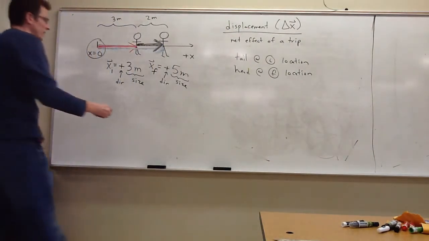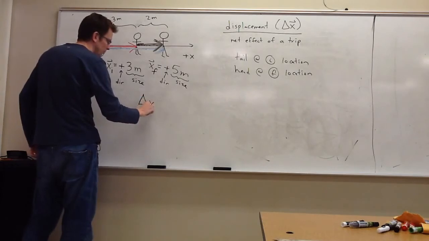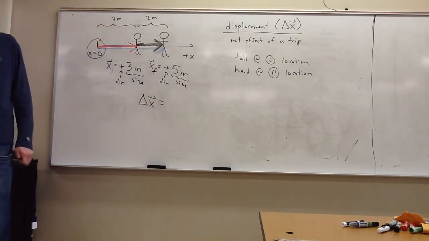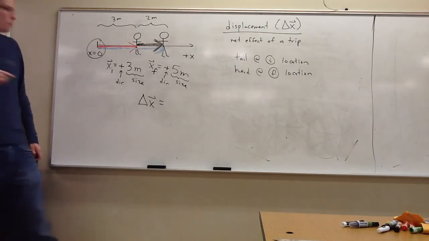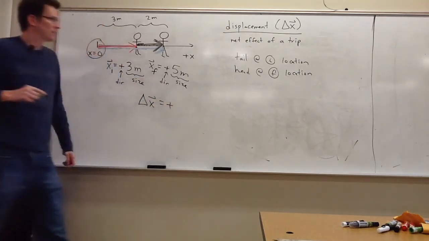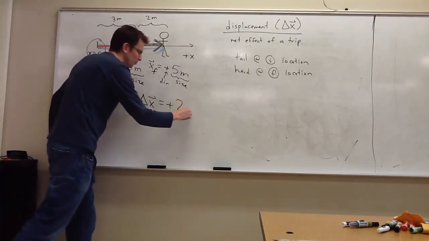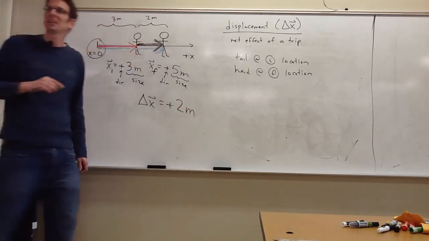And we can go ahead and write down that displacement. First of all, is that a positive or negative pointing arrow? Positive. It points to the right. And how long is it? 2 meters. So that would be the displacement of this trip.